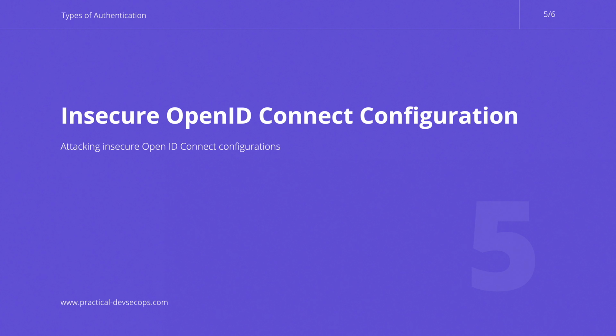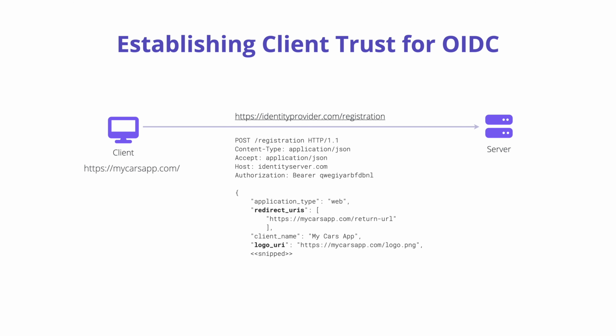Before an application can start using an identity provider's OpenID Connect tokens, the client that wants to authenticate users and the identity provider need to establish trust first. In order for the identity provider to trust a client, the identity provider often requires the client to register itself on the identity provider. The identity provider would then generate an ID for the client known as client ID, and the identity provider would also generate a secret for the client known as client secret.